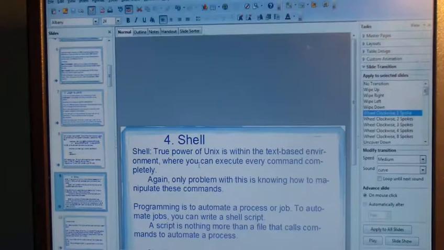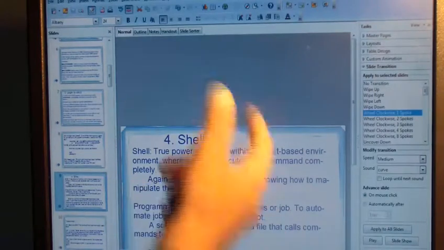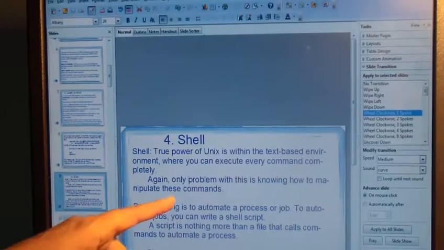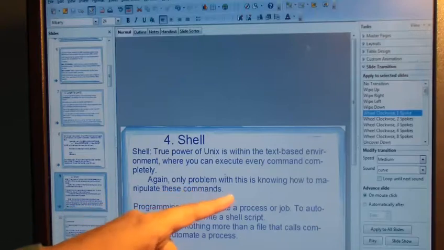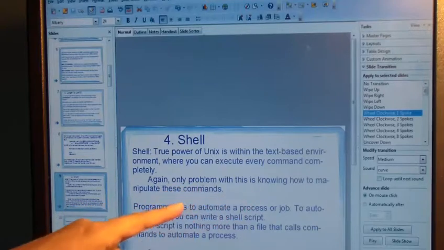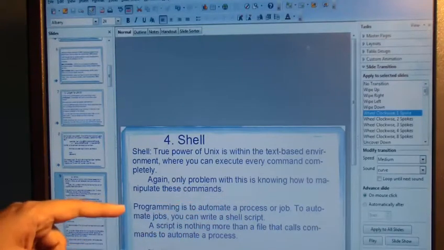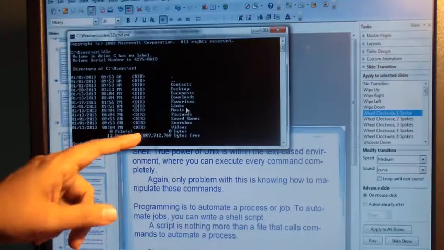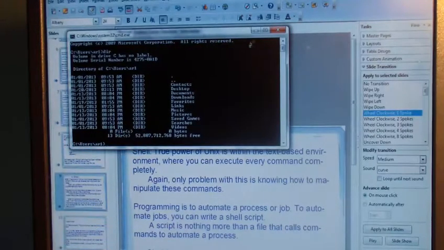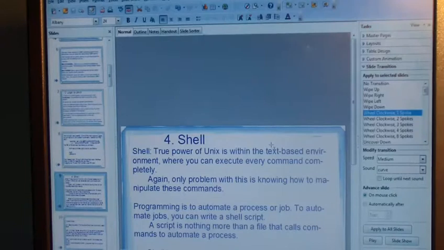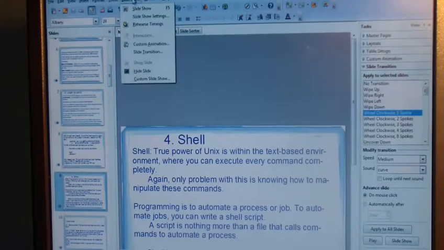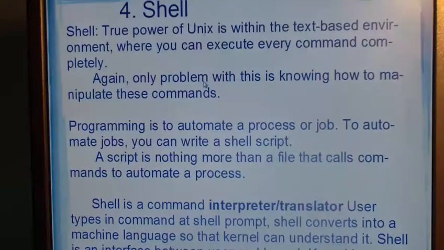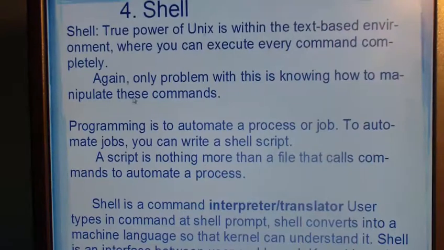So what he's saying is the only problem with this is knowing how to manipulate these commands. For example, this command I have given, there are so many commands in Unix, and you should know how to work with those commands, and then see the power of Unix. That is what it is trying to explain here.